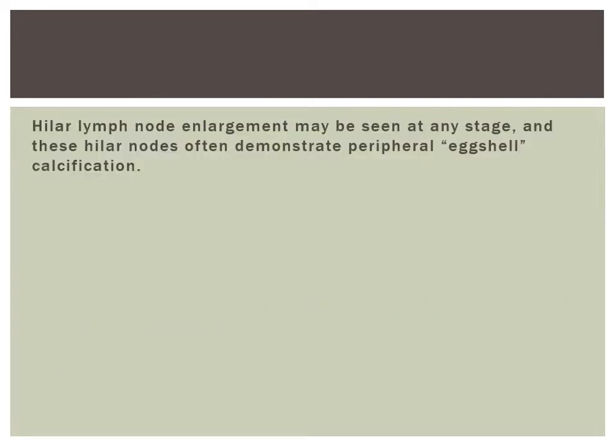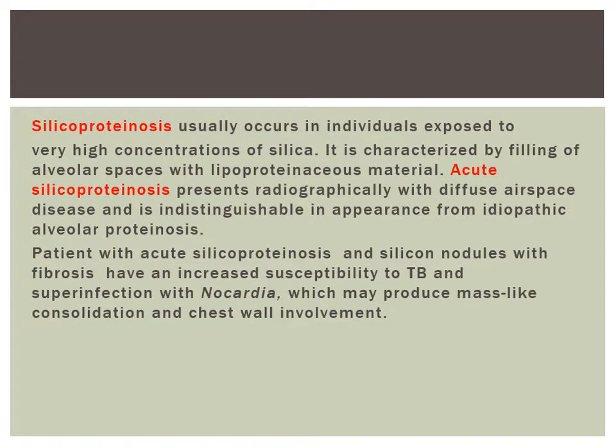Hilar lymph node enlargement may be seen at any stage, and these hilar nodes often demonstrate peripheral eggshell calcification. The second type is silicoproteinosis.